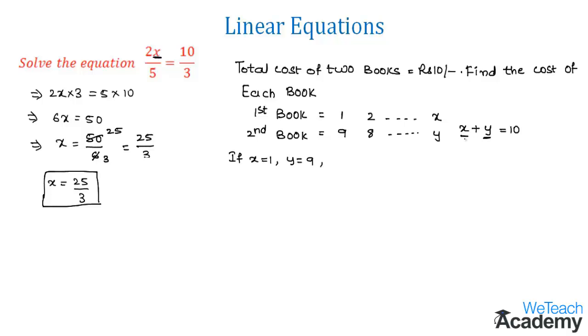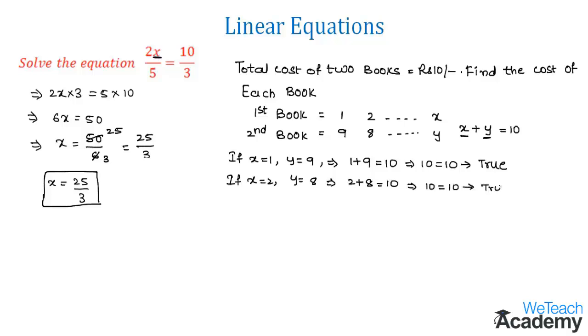Then by substituting in the equation we get 1 plus 9 is equal to 10. That implies we get 10 is equal to 10. By this we can say that the x and y values satisfy the equation and it becomes a true statement. And now let us assume if x value is 2 and y value is 8, then we get the equation as 2 plus 8 is equal to 10. That implies we get 10 is equal to 10, and this also becomes a true statement.